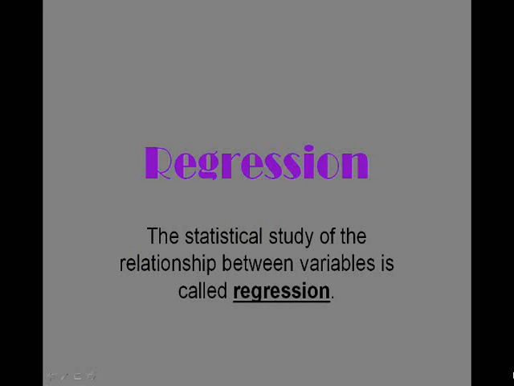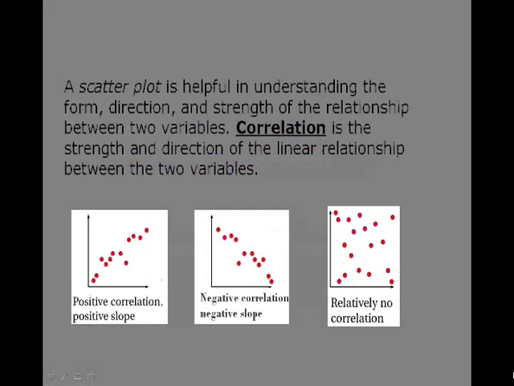Okay, everyone, let's talk about regression. Regression is the statistical study of the relationship between variables. So, John is going to study the relationship between ice cream sales and deaths by drowning throughout the year. One way he might start doing this is by collecting data on the matter and creating a scatter plot with the data.